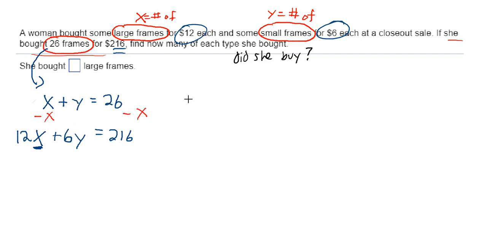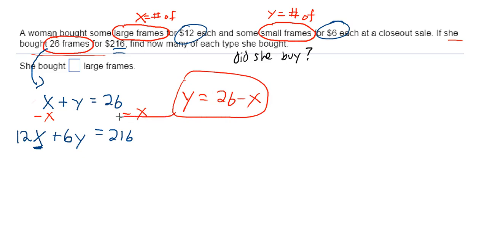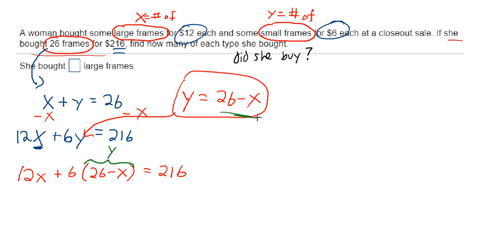By subtracting the x to the other side. So I get y is equal to 26 minus x. Right, that's the first equation. I'm going to plug that into the second equation. And so I will get 12x plus 6 times, in place of y, I'm going to plug in 26 minus x. All right, so this is where the y variable was, but in place of y, I'm plugging in 26 minus x because that's what the first equation tells me y is equal to.